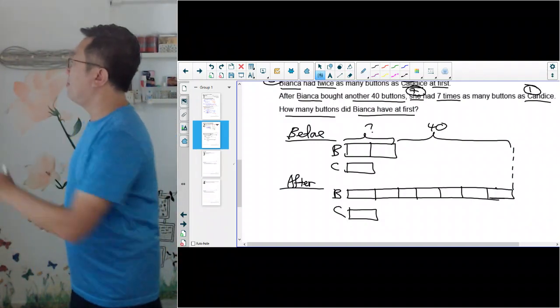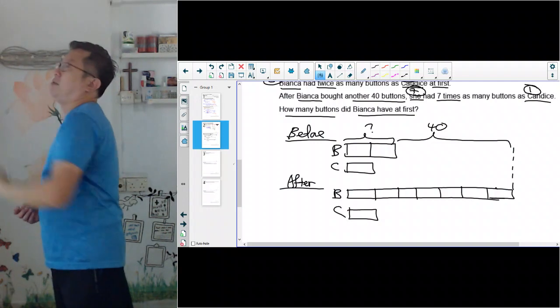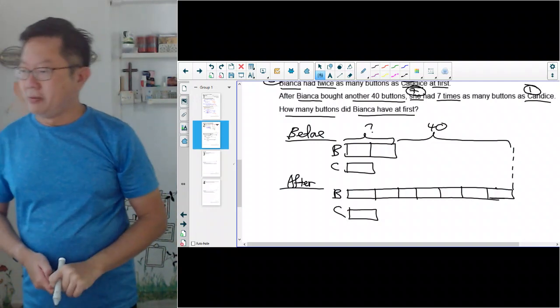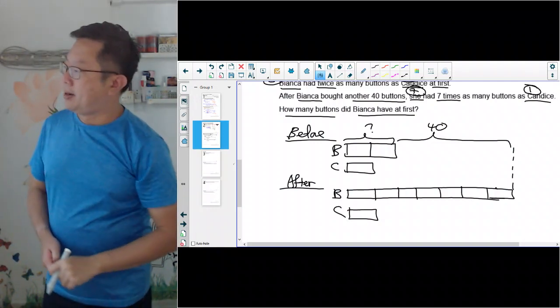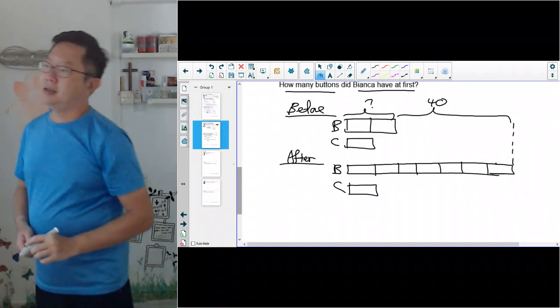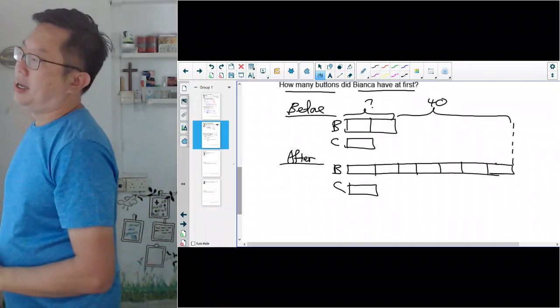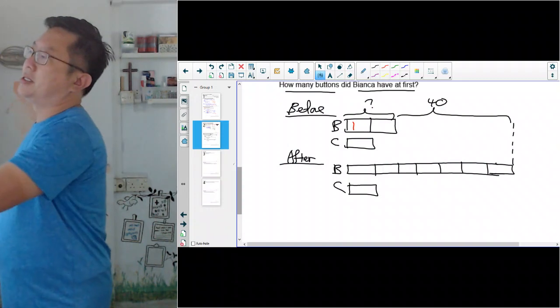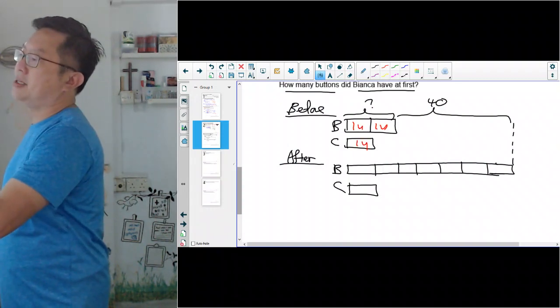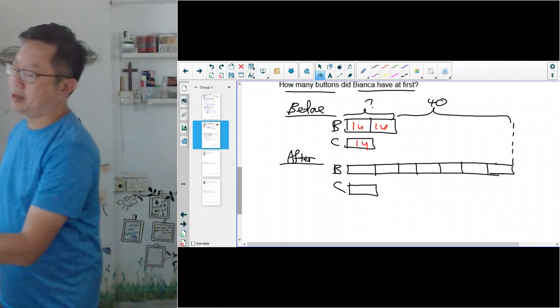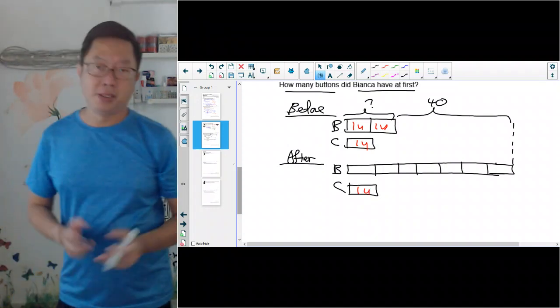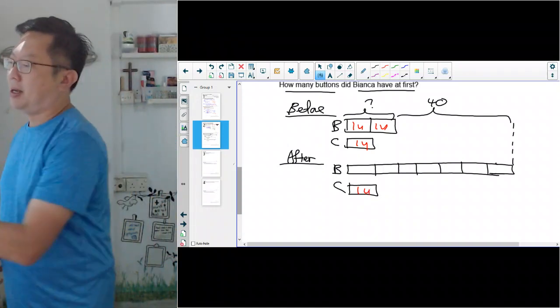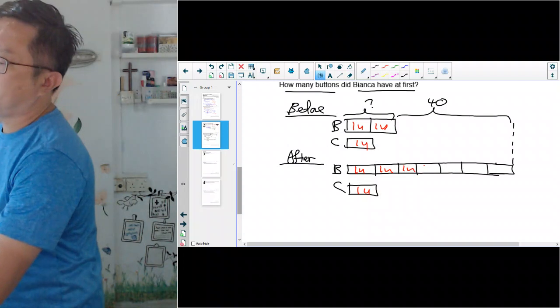Right, so we can now look at the model and use it to solve. How do we do that? Now, if you compare Blanca in the before and the after, and you look carefully, Blanca has 2 boxes at first, Candice has 1 box at first. Candice is unchanged, so it's still 1 box, 1 unit. Blanca will have 7 units in the end.